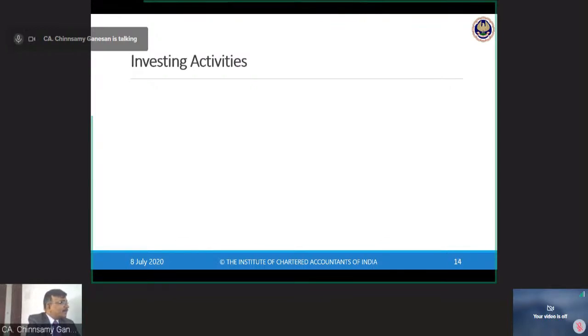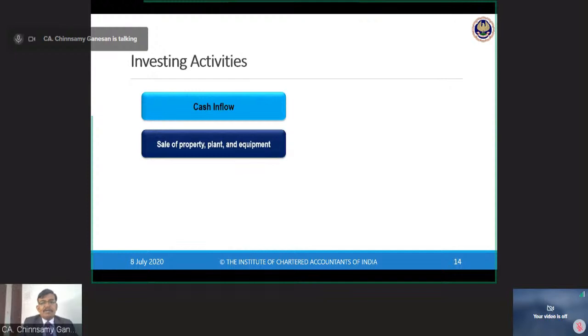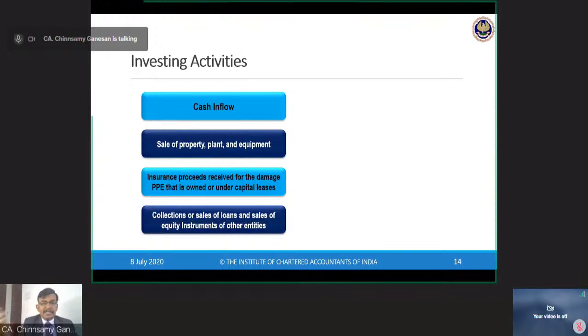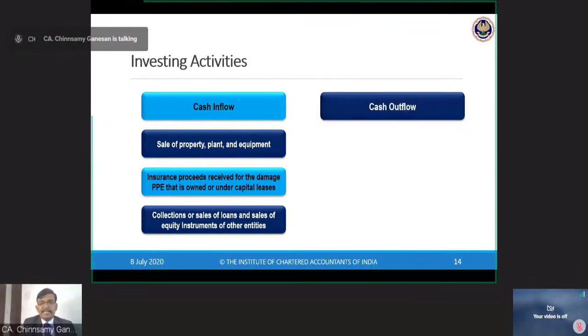What is investing activity? Examples are sale of property, plant and equipment, which is an inflow, and insurance proceeds for damage of property, plant and equipment. Any collection in respect of a loan you have given is an investing activity. When you collect the repayment from the party who has taken the loan, it is an inflow. Where you have sold an equity instrument of another entity, it's also part of it. Suppose it is an equity instrument of the entity's own shares, is it part of investing activity? No, it is part of raising funds, so it is a financing activity. So that is a cash inflow.